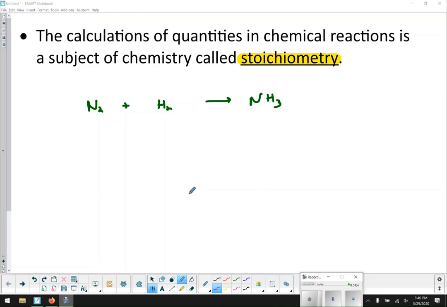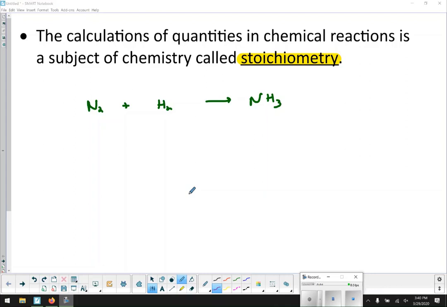Another reason we might need to know how much goes into or out of chemical reactions: let's say we have an acid we want to neutralize. We need to know how much base to put in with that acid to neutralize it exactly. We aren't just going to randomly guess. So stoichiometry uses balanced chemical equations to determine how much stuff is coming into and going out of chemical reactions. So the first thing with stoichiometry, again, is that it's a balanced chemical equation.